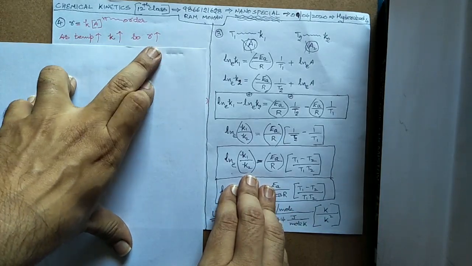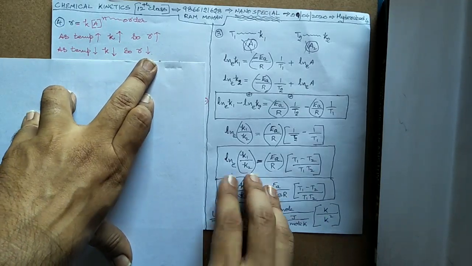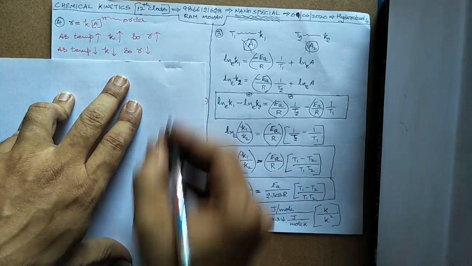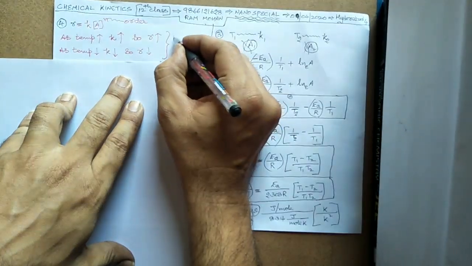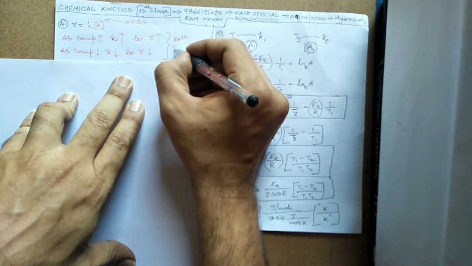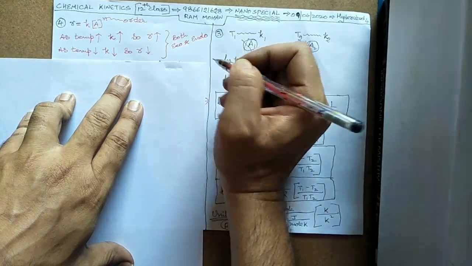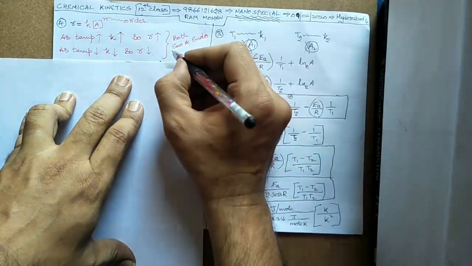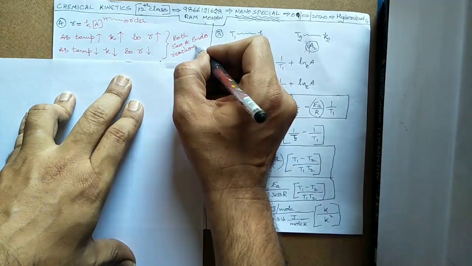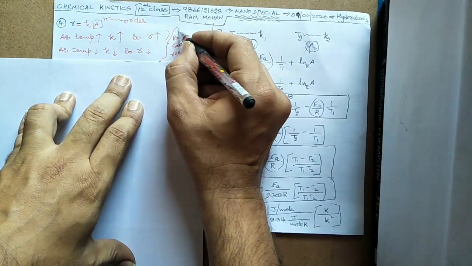As temperature increases, K increases, so R increases. As temperature drops, K drops, so R drops. These changes can happen for both exo as well as endothermic in the same way. Both exo and endothermic reactions behave in the same way. So this is applicable for both equally.